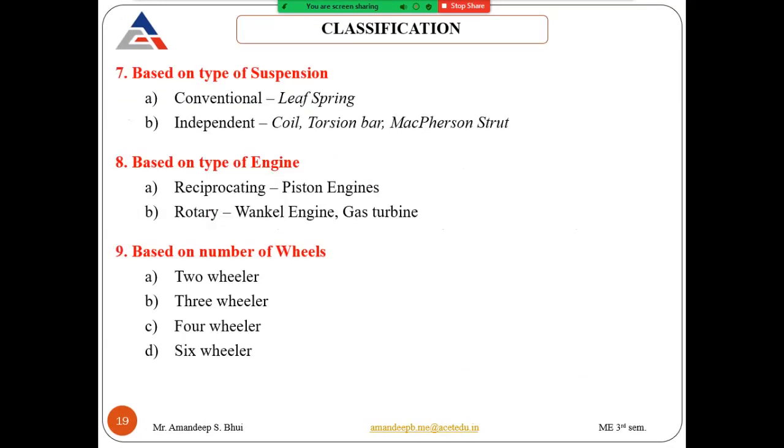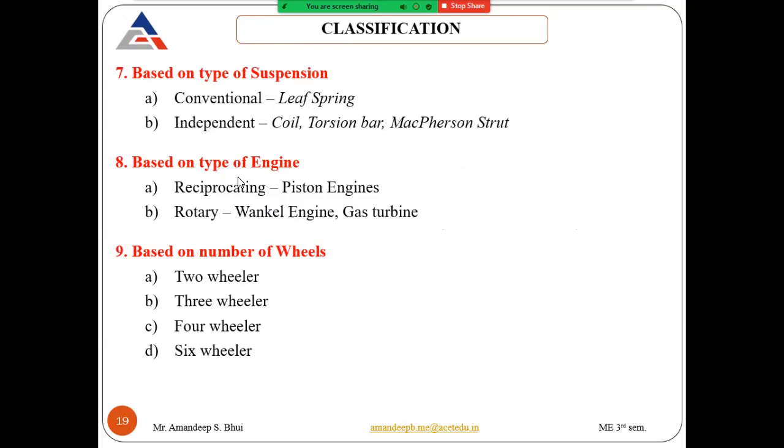Next, the classification is based upon the type of suspension system we are using. Based upon the type of suspension, it is of two types. One is your conventional that uses the leaf spring, and the other one is the independent that uses coil, torsion bars, or McPherson strut type of suspension system.